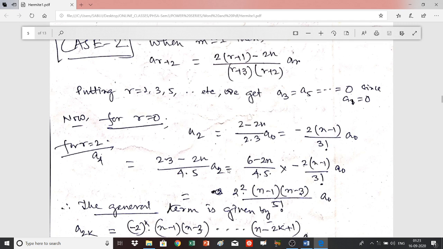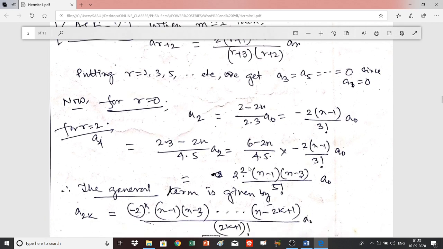So that into a2, that is equal to 6 minus 2n by 4 into 5, and here substitute the value of a2, that is 2 into n minus 1 by 3 factorial into a0. And after doing simplification, if you take minus 2 as a common term, this will give you n minus 3, and minus 2 from here, so it will give you 2 squared, or in general minus 2 whole square.